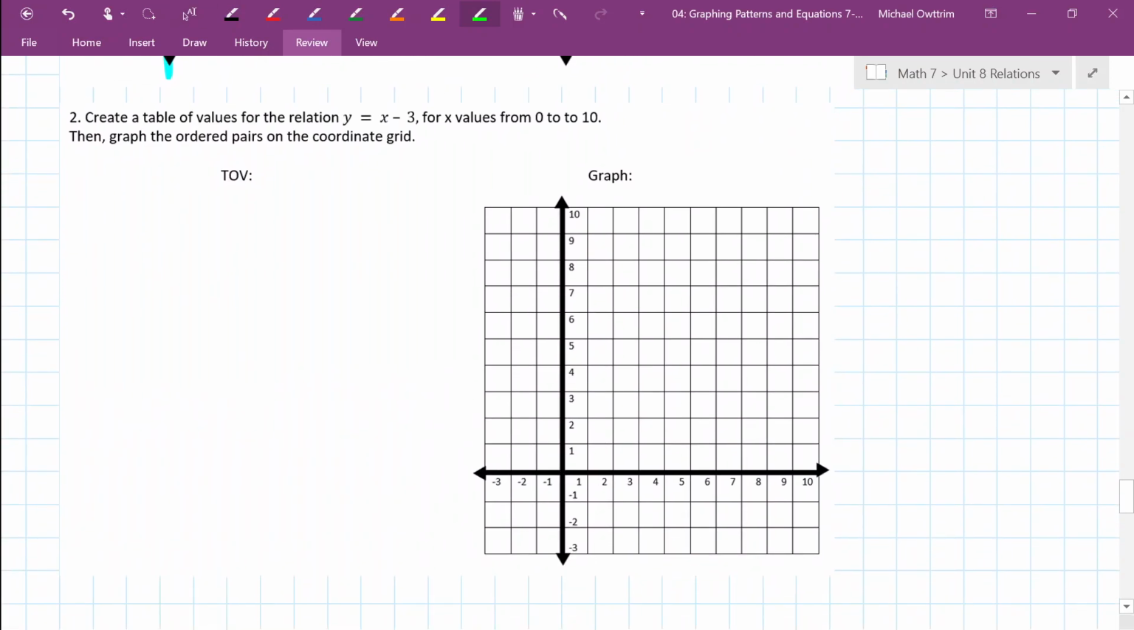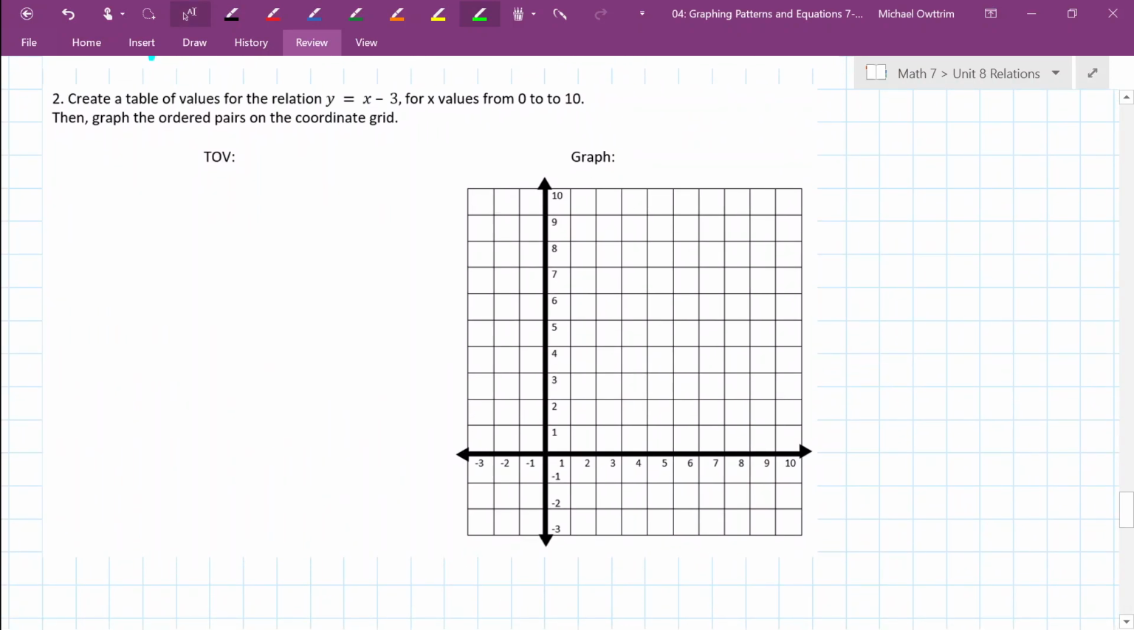On the back side, we had the question phrased a little bit differently. So we're asked to create a table of values for the relation y equals x minus 3 for x values from 0 to 10, then graph those ordered pairs on our coordinate grid. So we do need to create our table of values first, because that is going to tell us what ordered pairs we need to graph. So let's begin with that.